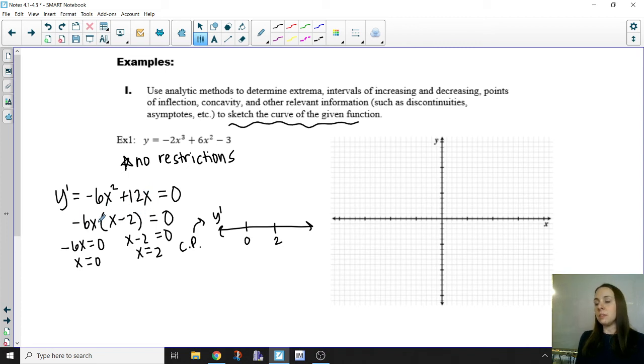Okay, I'm going to use the factored form because I'm doing this mentally. So -6 times -1 is positive. -1 minus 2 is negative. Taking a positive times a negative gives me a negative. So I know that my first derivative is negative over here.